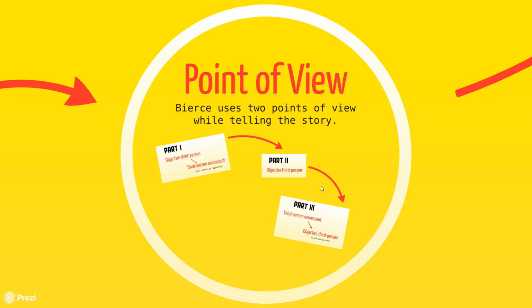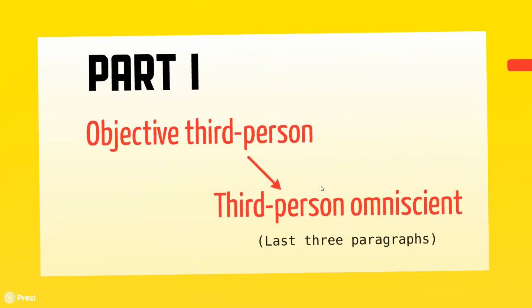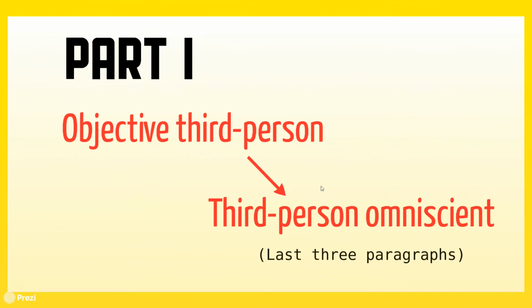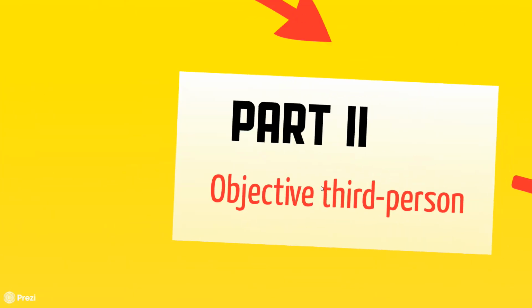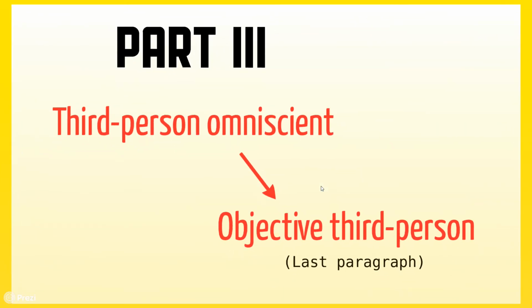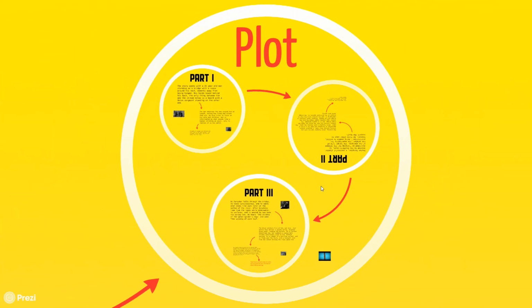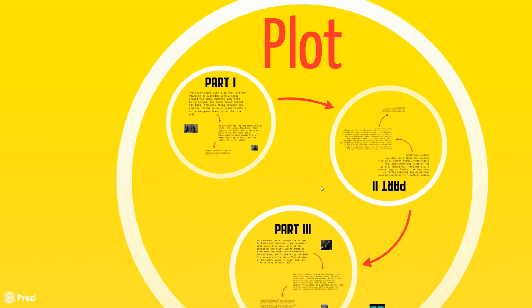There are 2 points of view while telling the story. One of the standards you're going to be working on towards the end asks why authors choose to use 2 points of view while telling a story, so there will be some questions about that. Part 1 is objective third person, or in class I always say third person omniscient. Part 2 is objective third person, and part 3 is third person omniscient. The last paragraph is objective third person. You'll understand that more closely as we move through the story.